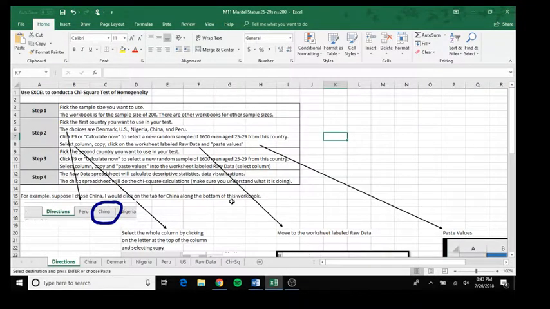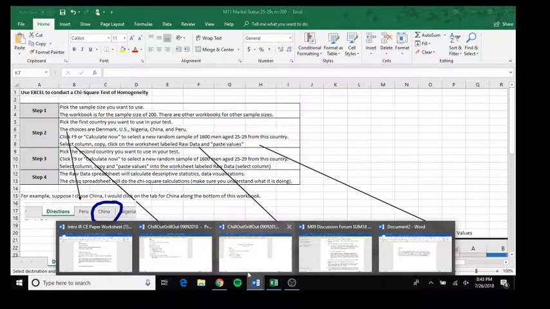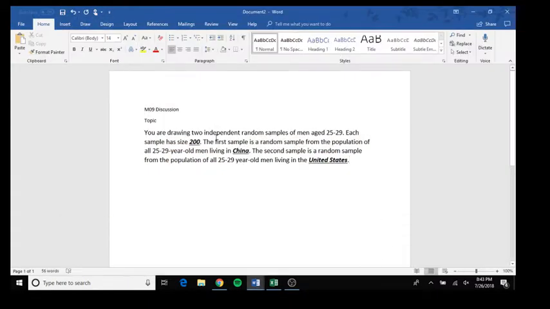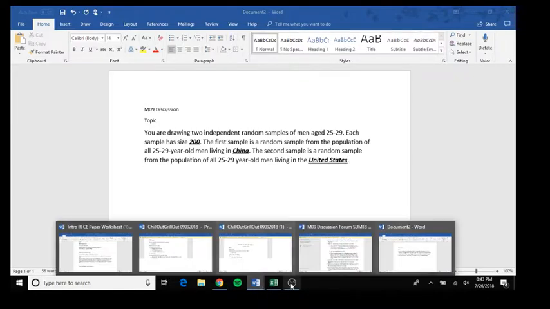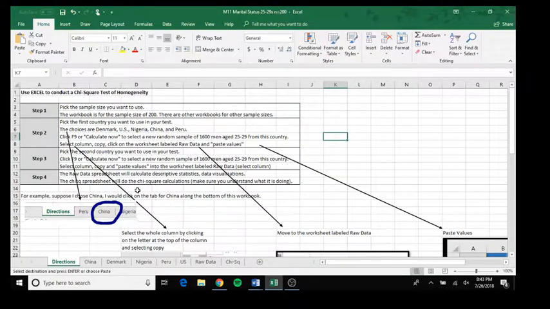Now I went to this next step, and it says pick the sample size that you want. So I picked 200, and it says pick the first country you want to use in your test, and of course the first one in my prompt is China, so I picked China, and the second one is the US. So now it gives me my choices, and basically it says to select a new random sample of 1,600 men aged 25 to 29 from this country.